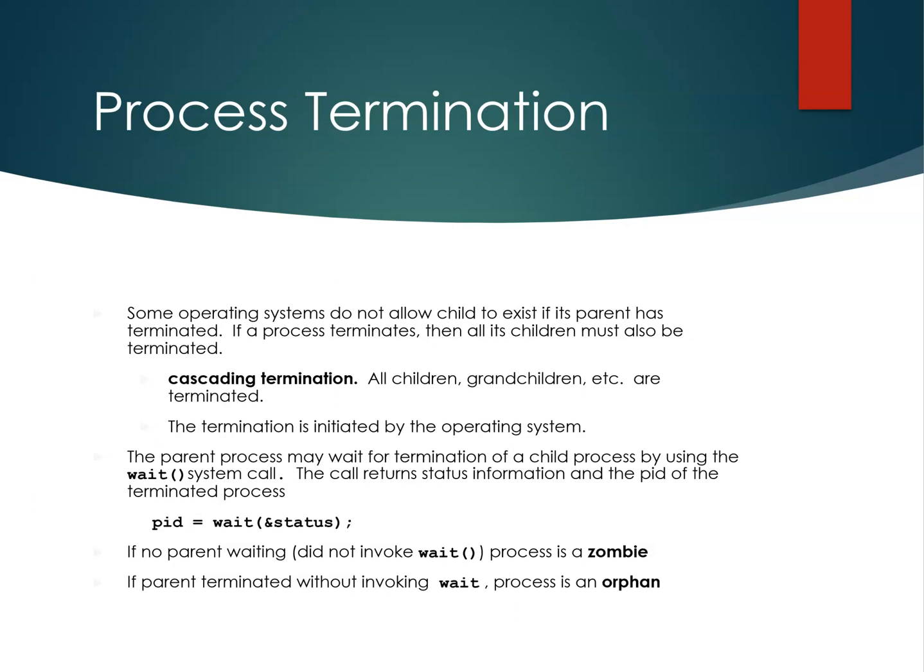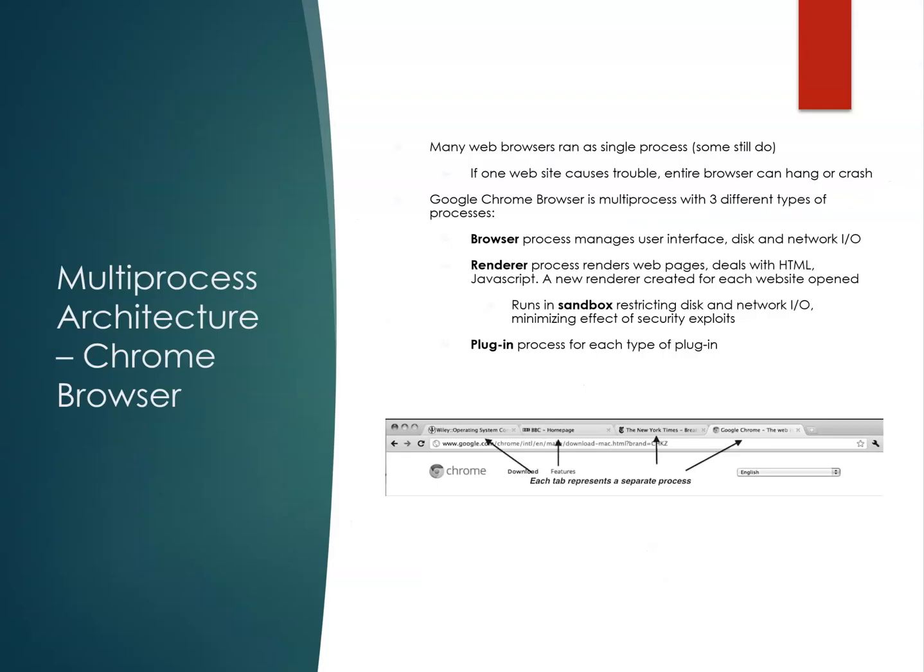Some OSs don't allow a child to exist if a parent is terminated, and so if a process terminates, then all its children would also be terminated. Cascading termination: all children, grandchildren, etc. are terminated, and it's initiated by the operating system. The parent process may wait for termination by using the wait system call. The call returns status information. So here we say pid = wait(&status). If no parent is waiting, the process is a zombie, meaning it's just kind of ongoing and undead. And if the parent terminated without invoking wait, the process is an orphan, meaning its parent won't exist anymore. It's a bad situation.